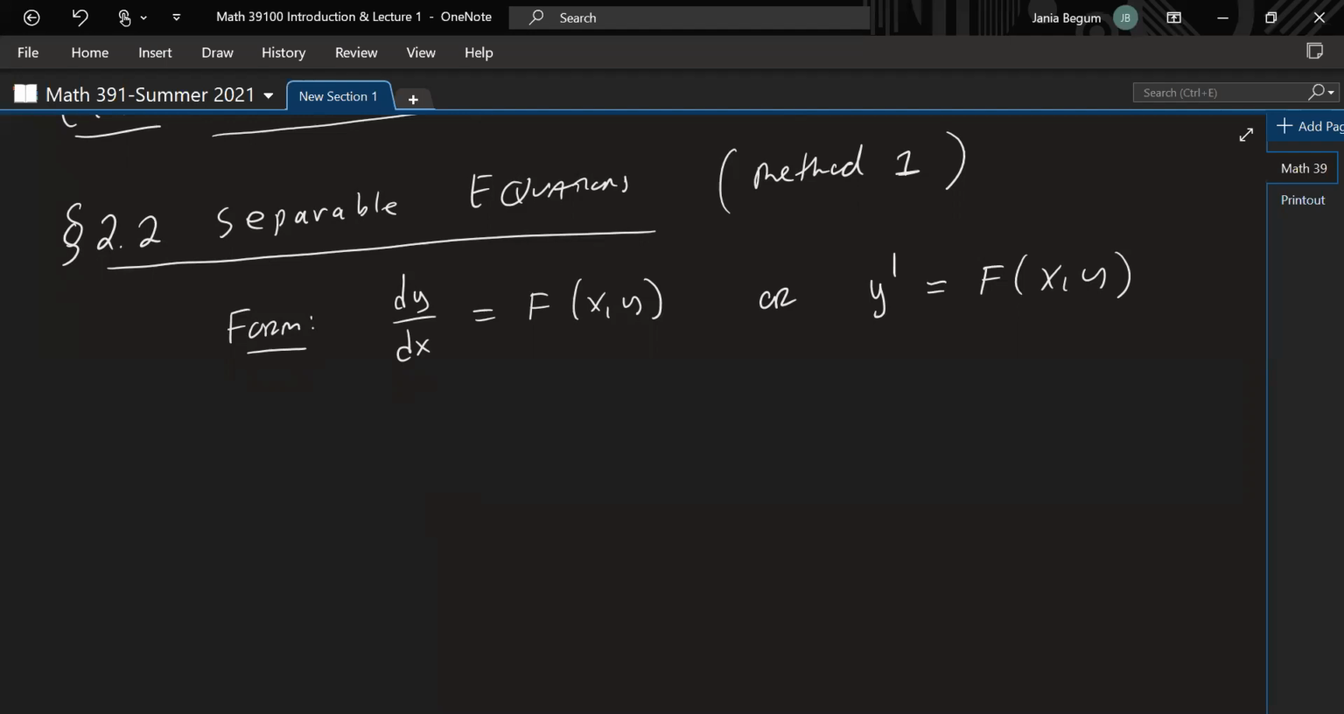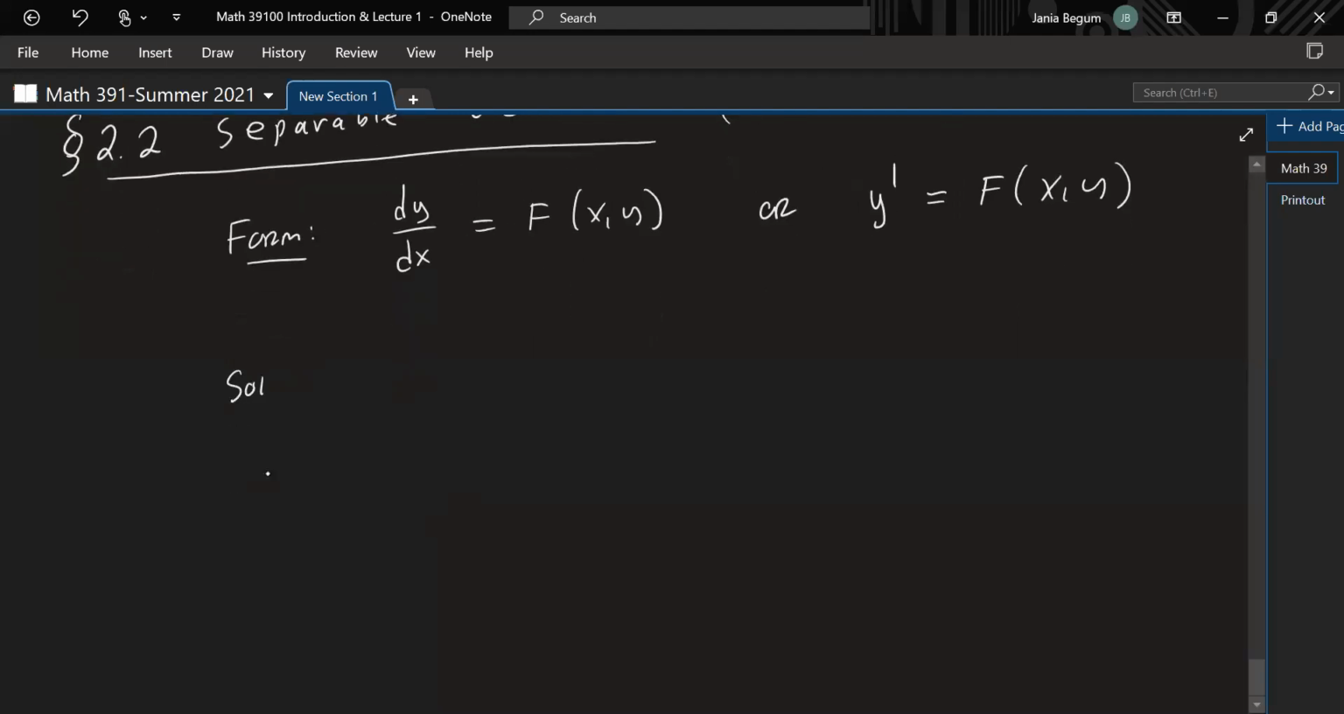Now the solution to this equation is y of x equals something like that. You're looking for a function of x that will solve the differential equation. You're given the derivative and you're going backwards to figure out what function will solve the differential equation. So how do we do this? Here's how I'm going to illustrate the method to you. This is called separation of variables.